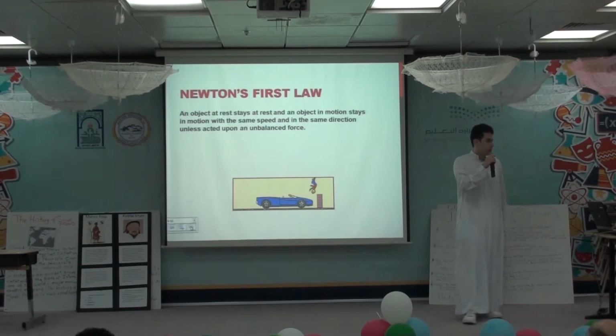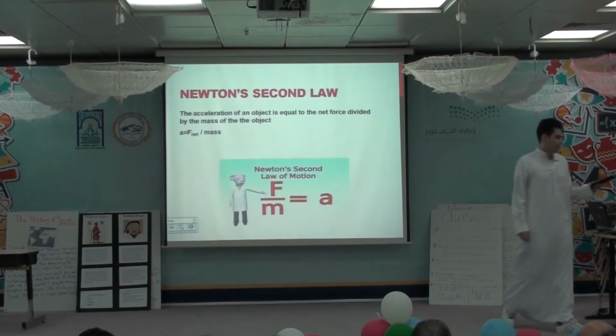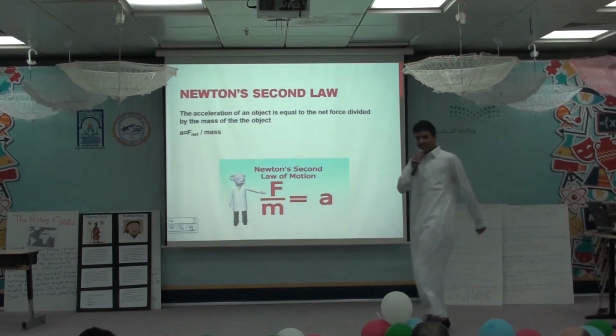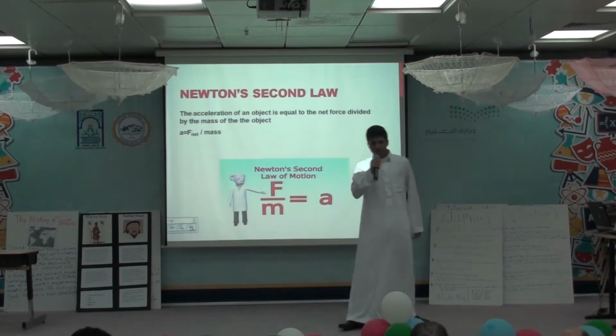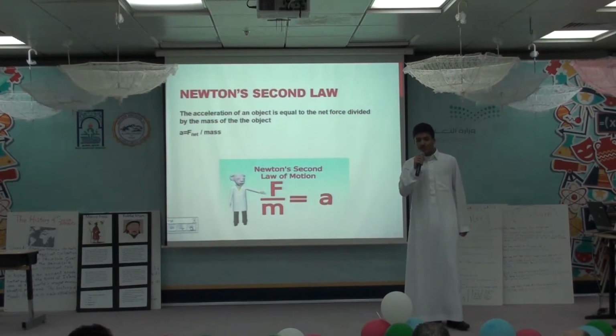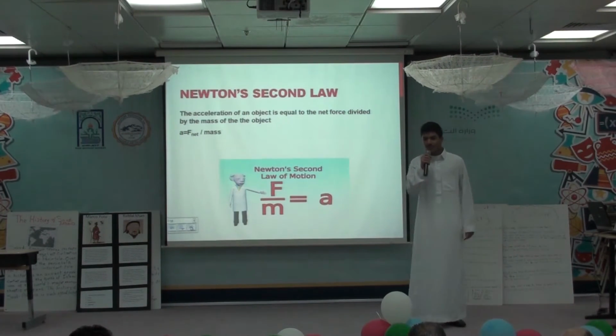Now I'll leave you with Sultan Sharif to talk about Newton's second law. Newton's second law states that the acceleration of an object is equal to the net force divided by the mass of the object. For example, if the net force is 4 and the mass is 2, then the acceleration will be 2 meters per second squared.